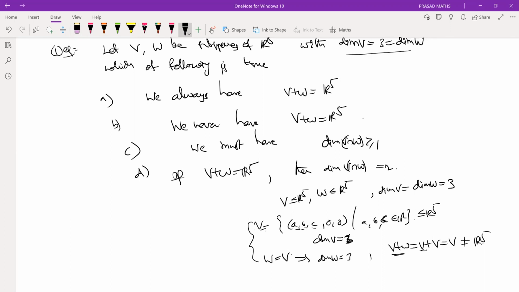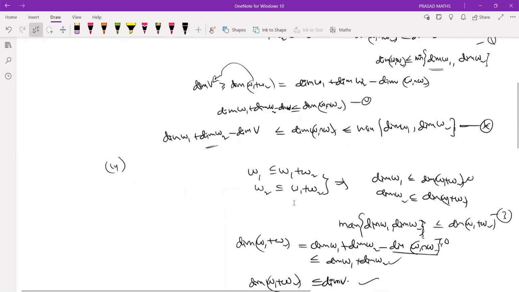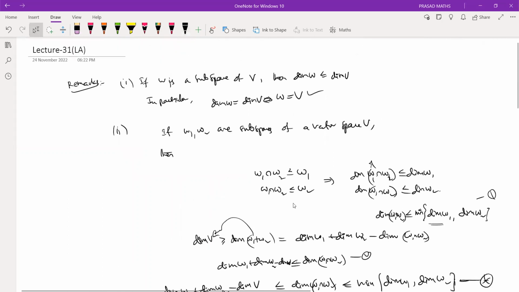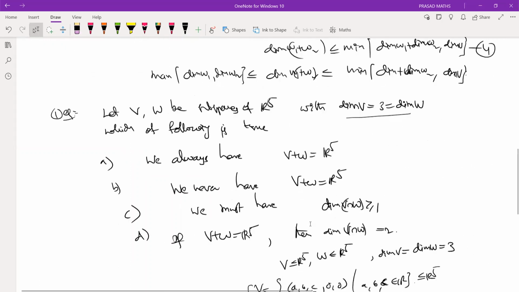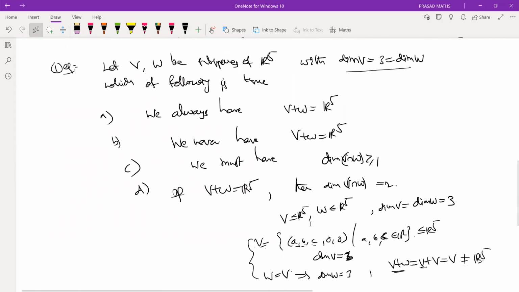V cannot be R5. Why? Because the dimension of V is 3, and the dimension of R5 is 5. Therefore, V cannot be R5 using this property. V plus W equals V only if the dimensions are the same over the same field. So the first condition fails. We always have V plus W is equal to R5 is wrong.